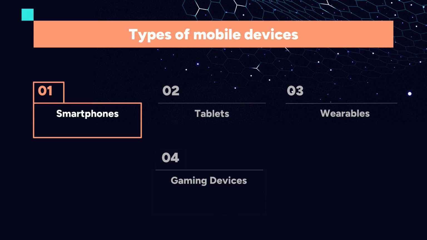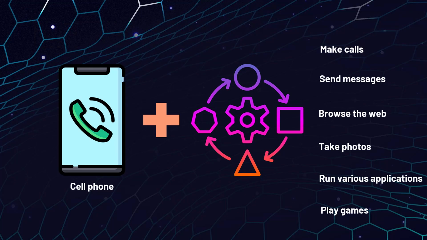The first type of mobile devices is smartphones. Smartphones are perhaps the most common type of mobile device. They combine the functionality of a cell phone with advanced computing capabilities, allowing users to make calls, send messages, browse the web, take photos, play games, and run various applications.